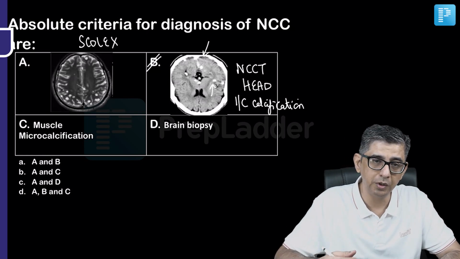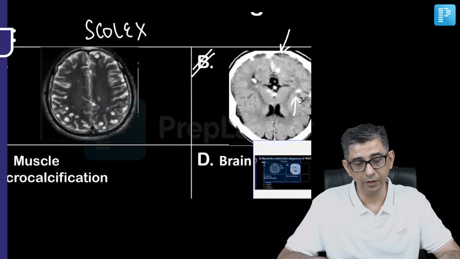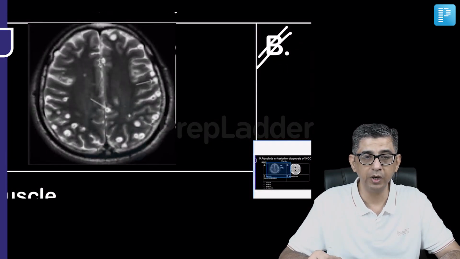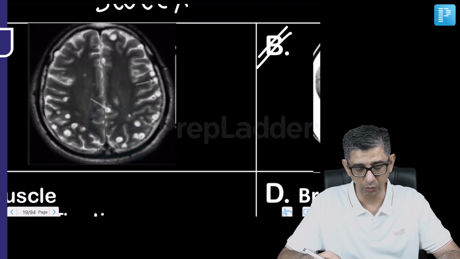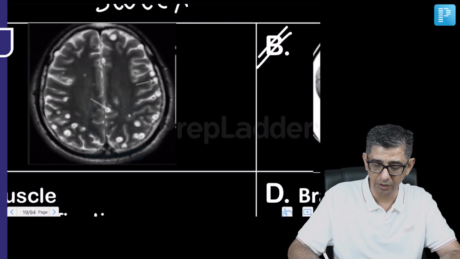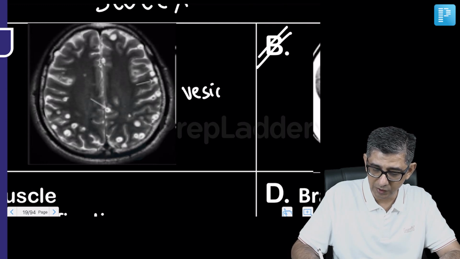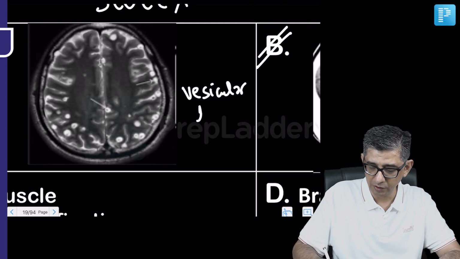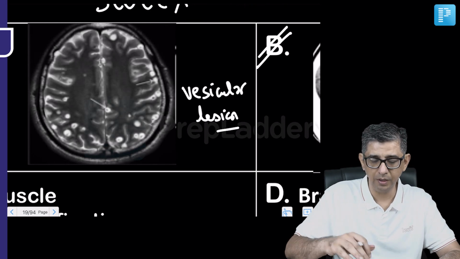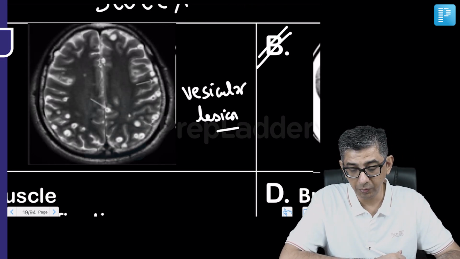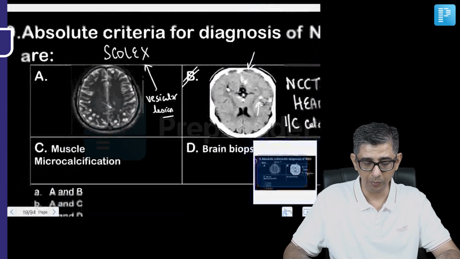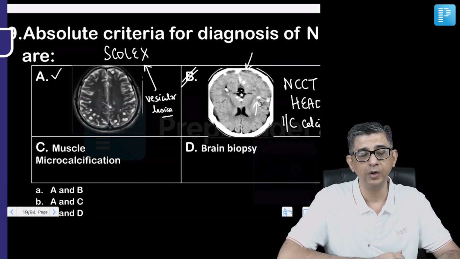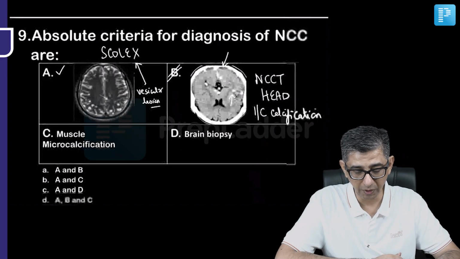But when it comes to option number A, MRI head, this is what my students told me, that they were able to make out a vesicular region. So once I say that this is an MRI head and there is a vesicular lesion present in the image that is shown, this means that there is a developing larva present. So option number A is one of the important absolute criteria for diagnosis.